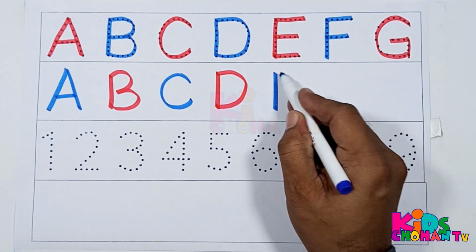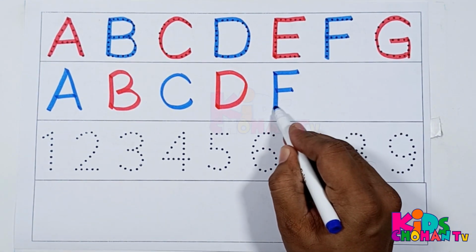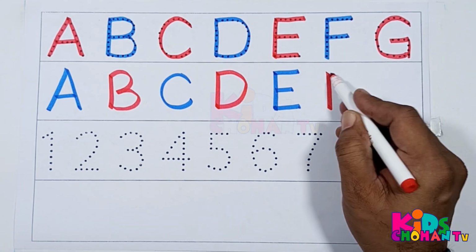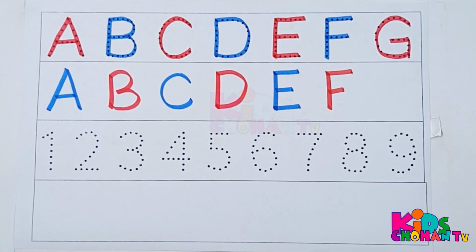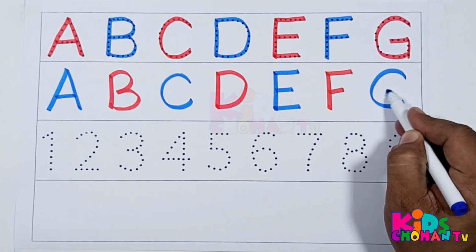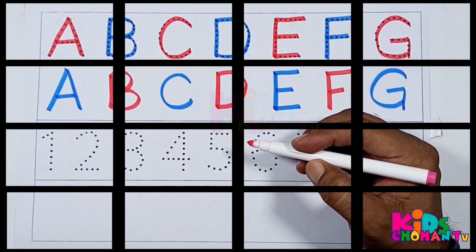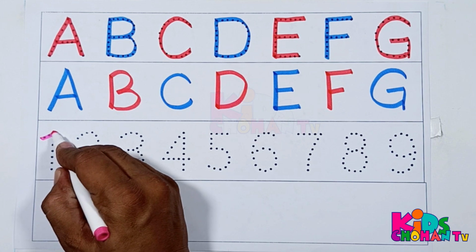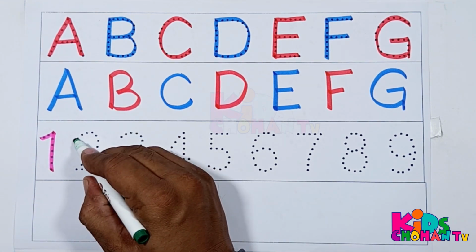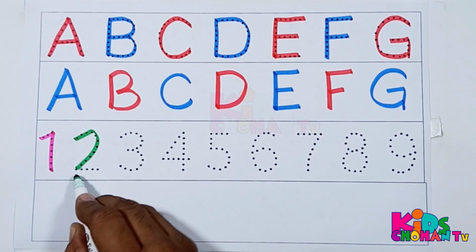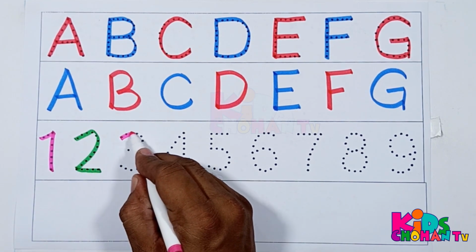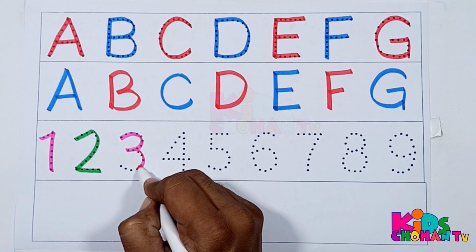Kids, this is letter E. Now we are tracing letter F. Kids, this is letter G. Pink color. 1. Green color. 2. This is number 3.